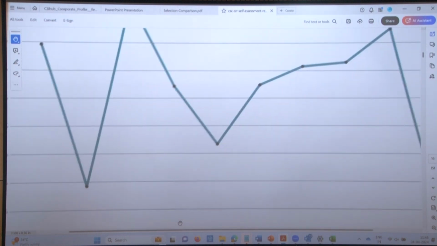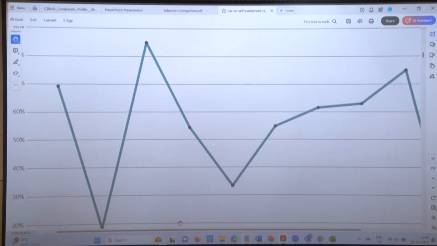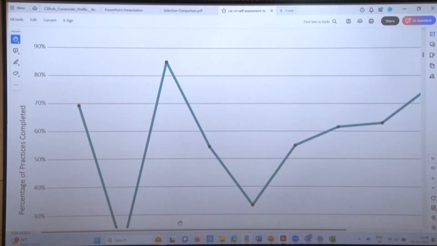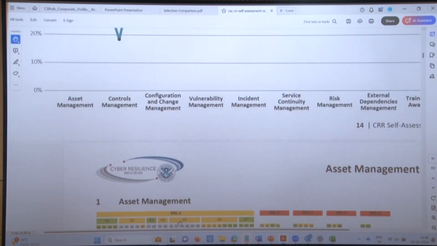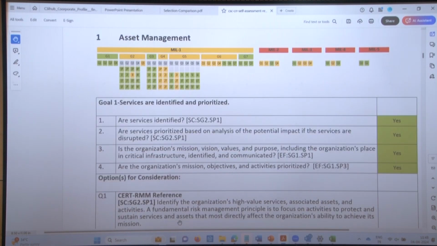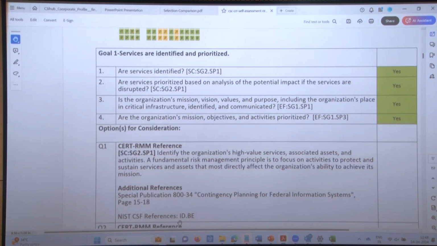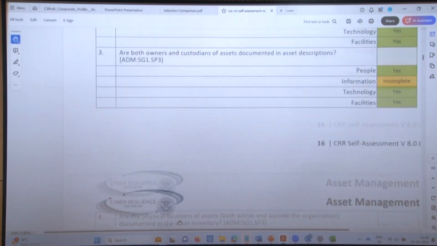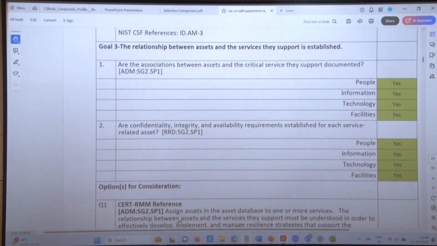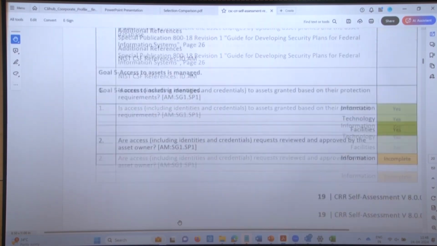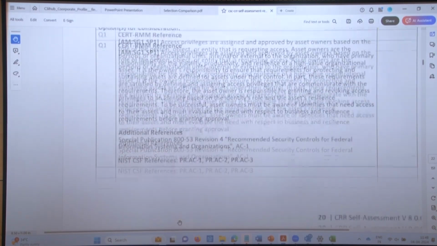But the CISO's job is to actually make this better, to the level where all these things should be around here, or maybe even higher, right? So that's where the visualization will help him to show that he is making progress. So this is further analysis of where these things are and so on. We'll not get into the details of that, but you get the idea about how these things work.